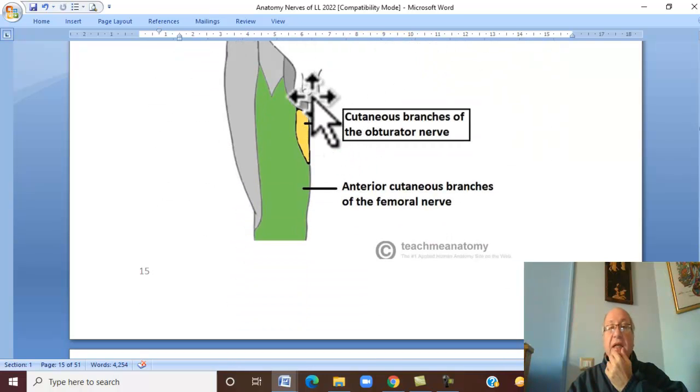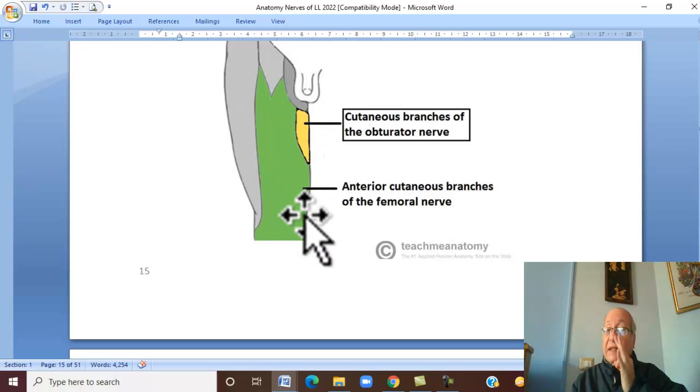Cutaneous branches: the obturator nerve supplies a very small area on the medial aspect of the skin of the thigh, below the area supplied by the ilioinguinal nerve. Therefore, the medial aspect of the thigh is supplied by three nerves. The area in contact with the genitalia is supplied by the ilioinguinal nerve. A small area below it is supplied by the cutaneous branch of the anterior division of the obturator, and the remaining area by the medial cutaneous nerve of the thigh, which is a branch of the femoral.